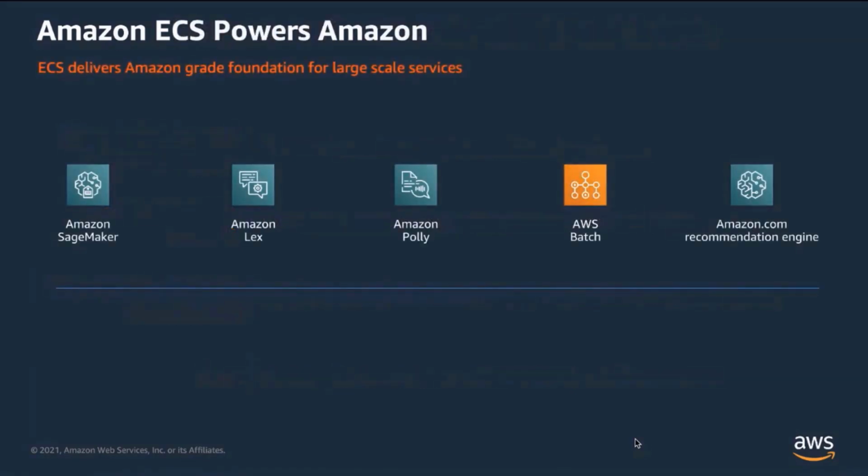And ECS performs at really large scale, right? It powers some of the most heavily utilized Amazon services. For example, when you go to Amazon.com and you see those recommended items list, that is powered by ECS in the backend. AWS Batch is powered by ECS. Some of the new cutting-edge AI/ML-based services such as Lex and Polly are also powered by ECS. So it's a really powerful, really scalable solution which can handle large amounts of workloads and large demand on your business applications.